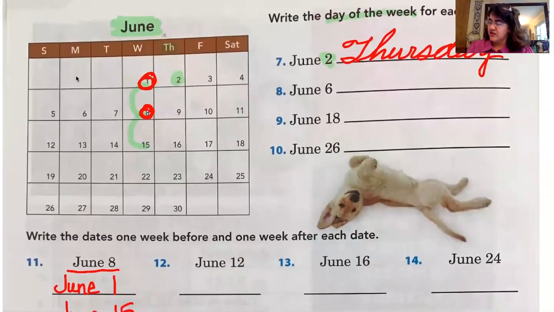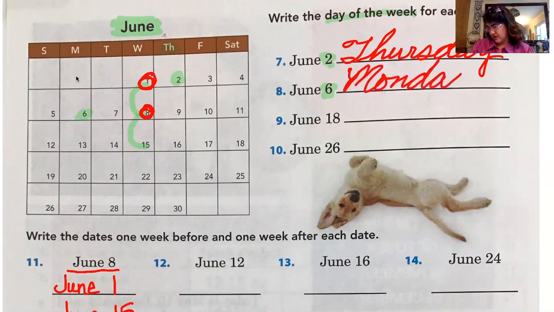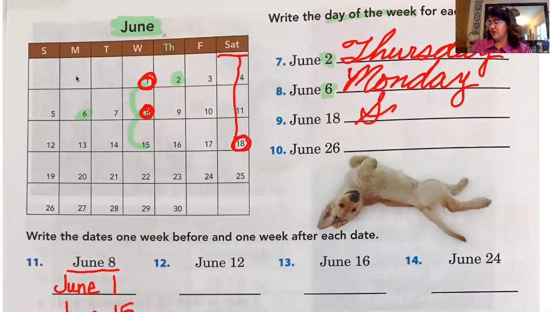Write the day of the week for each date. Looking for June the 6th. What is the day of the week for June the 6th? Sonia. Monday is correct. What day of the week is it for June 18th? First, we're going to find the 18. And what day of the week is that, Trinity? It's Saturday. Good work.